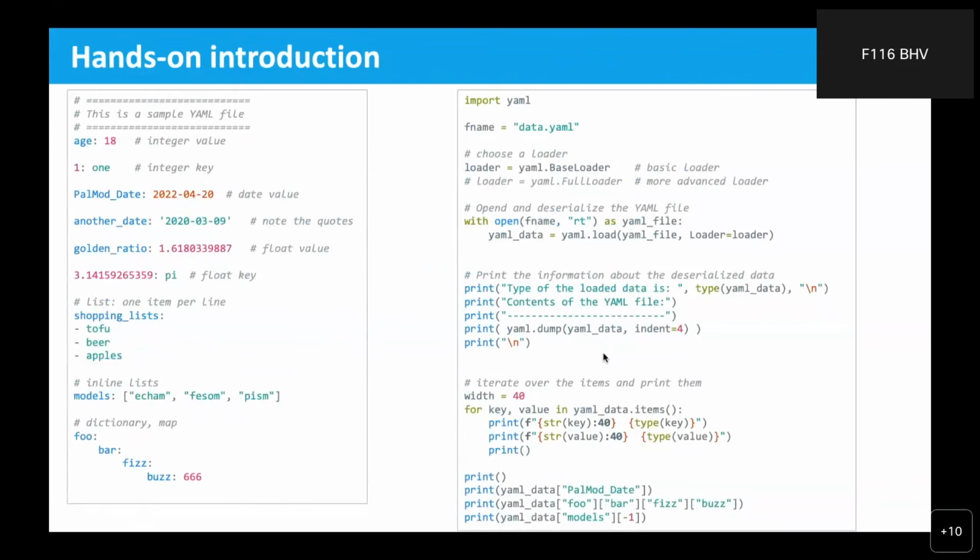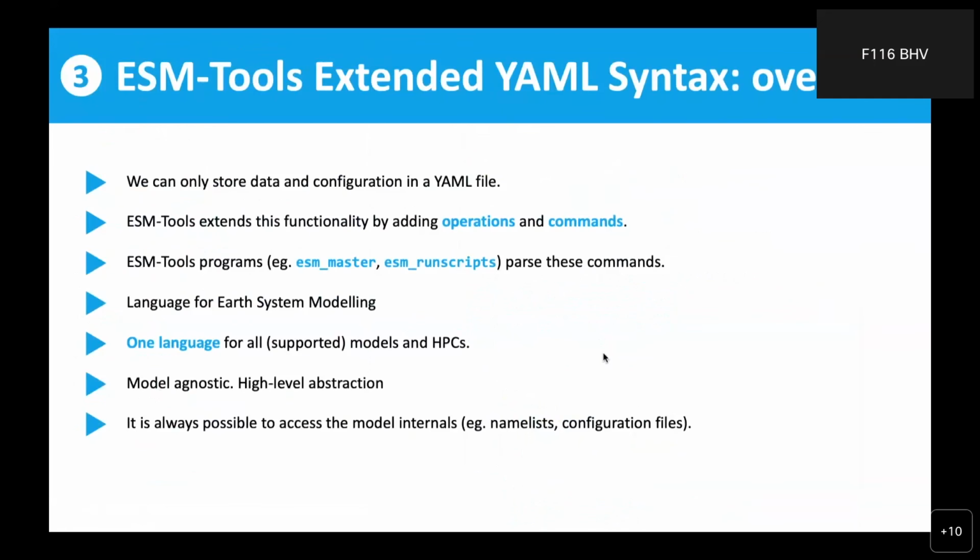But anyway, we are not going to be touching Python code today, because that's more of an ESM-Tools internal. So basically, what ESM-Tools is doing, I don't know if you remember, but we have the ESM parser module. What ESM-Tools is doing every time you run either ESM master or ESM run scripts is taking all the configuration files that are needed for this particular operation. It's parsing them, and then it's understanding what you want to do with it, and then it's running this command.